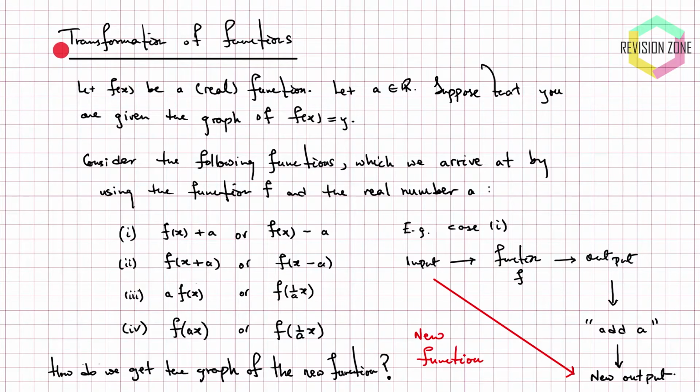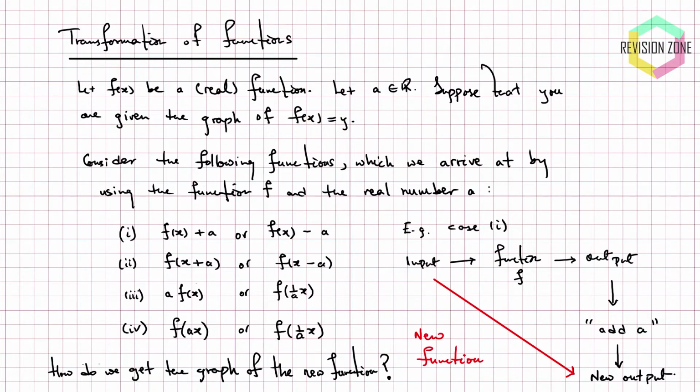We will turn our attention to transformations of functions. The context I'm about to give here will hold true for everything I talk about from this point onwards in the video. So we start off with a function. Suppose we're given a function, f of x, and this is a real function. By a real function, I mean it's a nice function in that it only takes in real numbers and only gives out real numbers. And we also assume that we're given the graph of this function already.